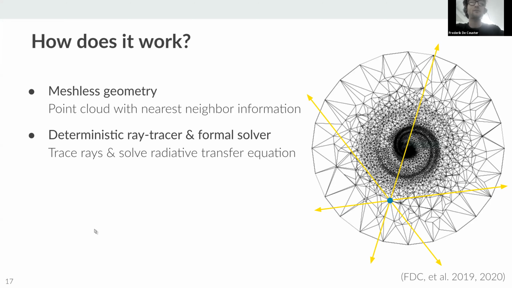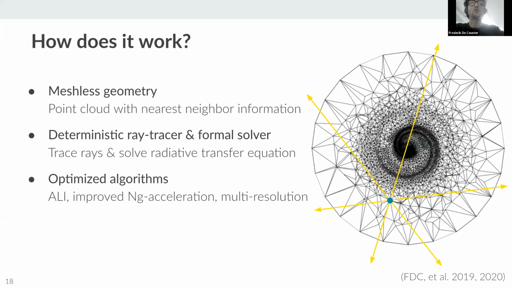and then solve the radiative transfer equation along those rays. Now, since we want to do line radiative transfer, there's a strong coupling between the radiative properties of the medium and the radiation field. So as a result, we iteratively have to compute the radiation field until these radiative properties converge. Now, there are plenty of tricks to do this in a clever way, such as accelerated lambda iterations, Ng acceleration, and multi-resolution solvers. And some of these are already implemented, and some are still under development, as I will explain a bit later.